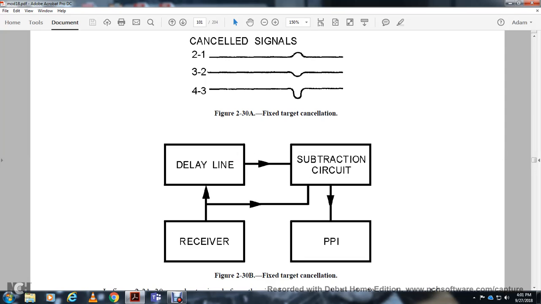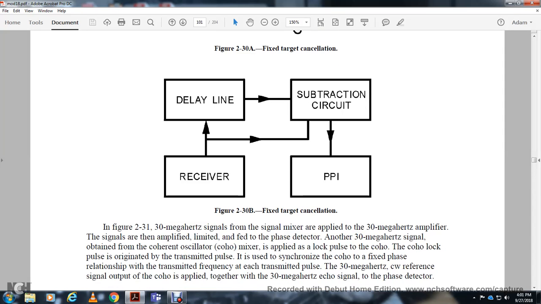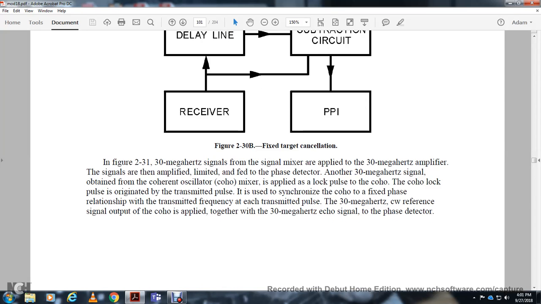In figure 231, the 30 megahertz signal from the signal mixer is applied to the 30 megahertz amplifier. The signals are then amplified, limited, and sent to the phase detector. They are added to another 30 megahertz signal obtained from the coherent oscillator. The coherent oscillator is locked by the pulse from the transmitted pulse originator, synchronizing the coherent oscillator with a fixed phase.